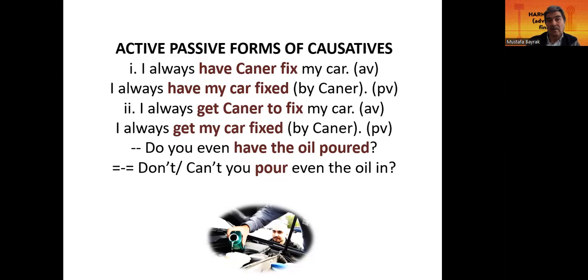Okay. They say this is a passive voice, of course. I think, but in fact, actually, it is not very important. Okay, we should know, have somebody do something, have something done. Okay. Roman number 2. I always get Caner to fix my car, active. I always get my car fixed by Caner is passive. Yes, because there is by the agent, by the doer of the action, I can easily say that it is passive, but it is not clear in my mind, to be honest.